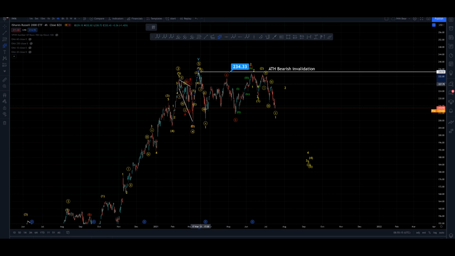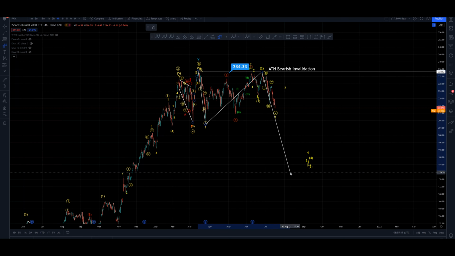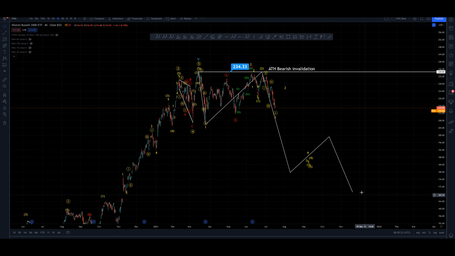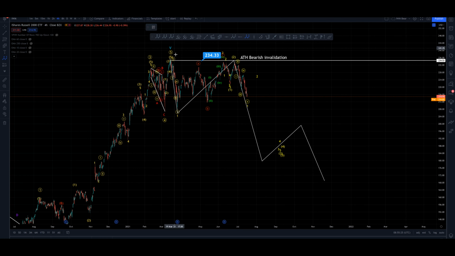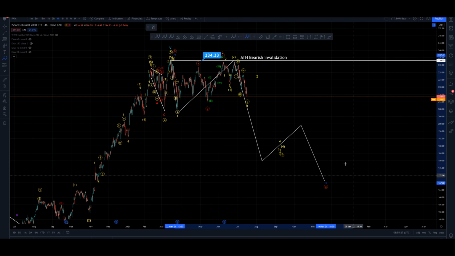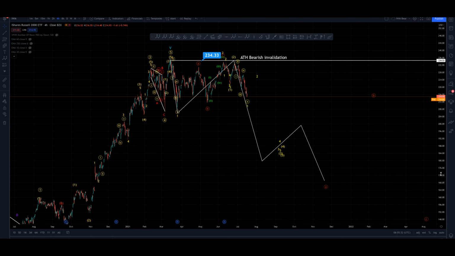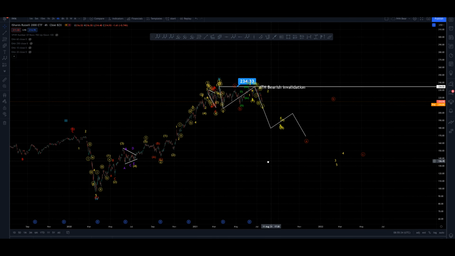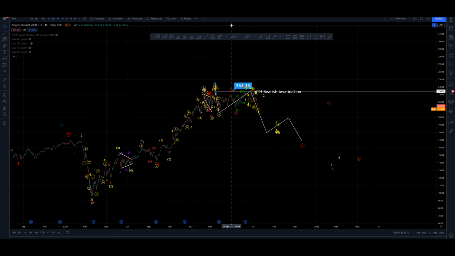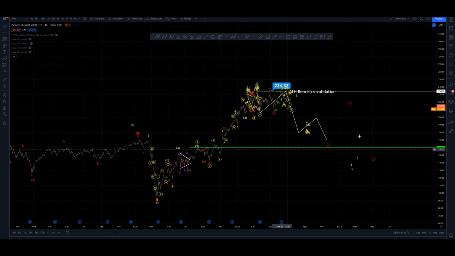So what could we be looking at? 1, 2, 3, 4, 5, A. Just theorising now, we ain't seen anything even close to this happen yet. B, C. So you could see, let's just pick out our wave 1. Just in case this was a wave 3, let's just pick out our wave 1 back here.